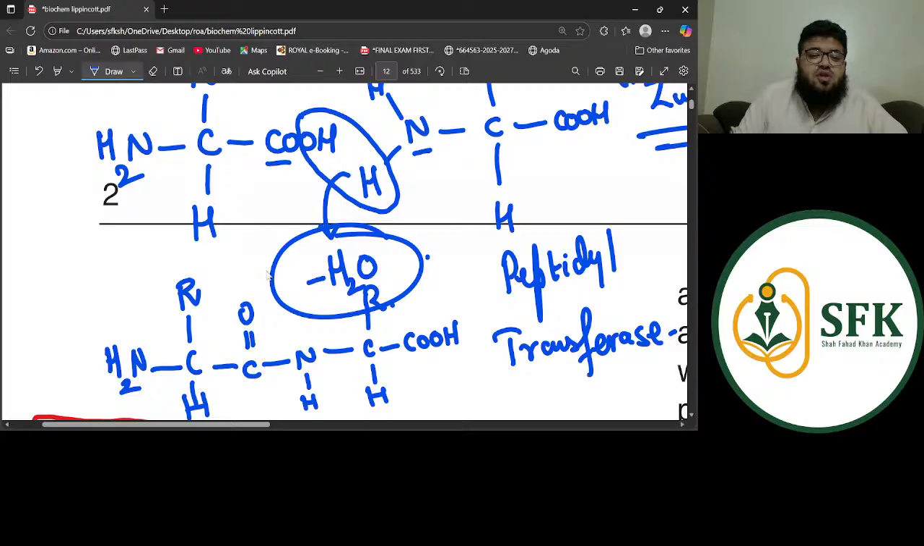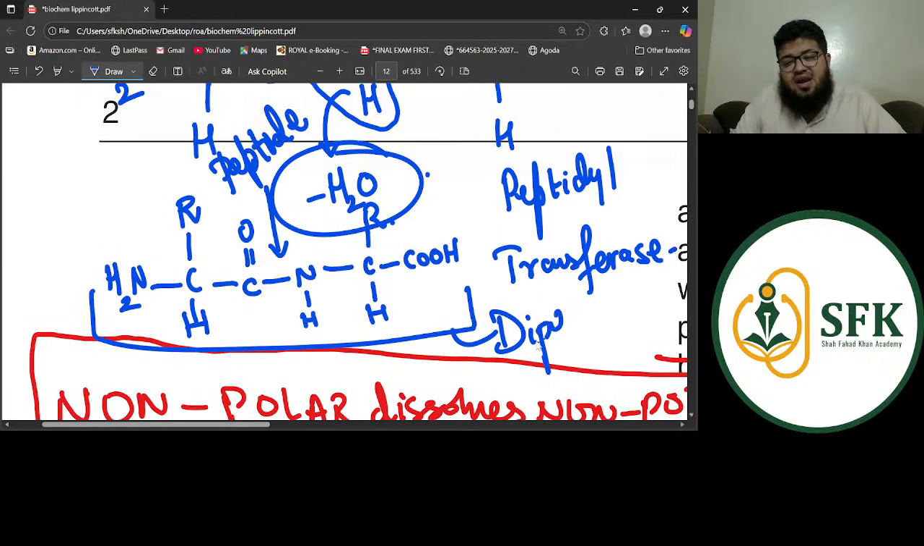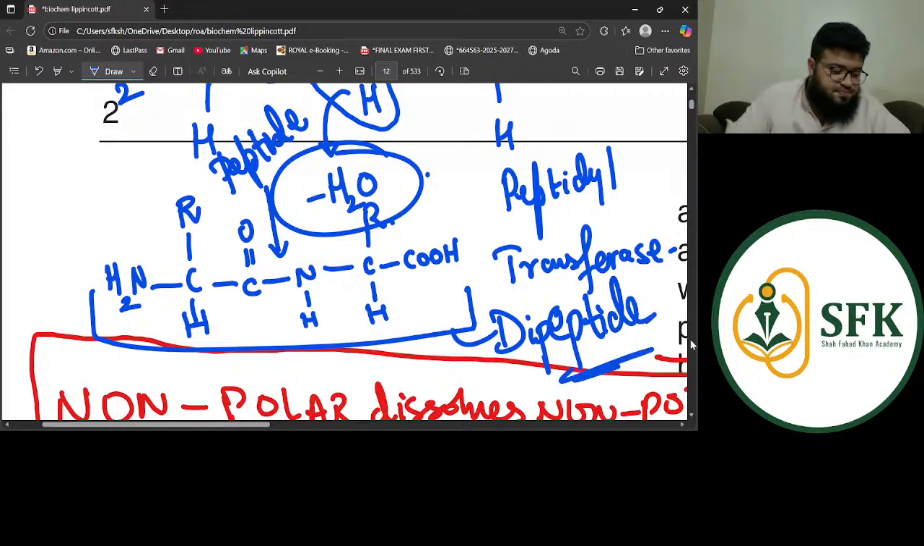Now, this is a peptide bond, the new bond that has been made. Even though it has only one peptide bond, this entire molecule is called a dipeptide because it's made up of two amino acids. That's the reason why we call it a dipeptide, even though it contains only one peptide bond. Understood? Okay.